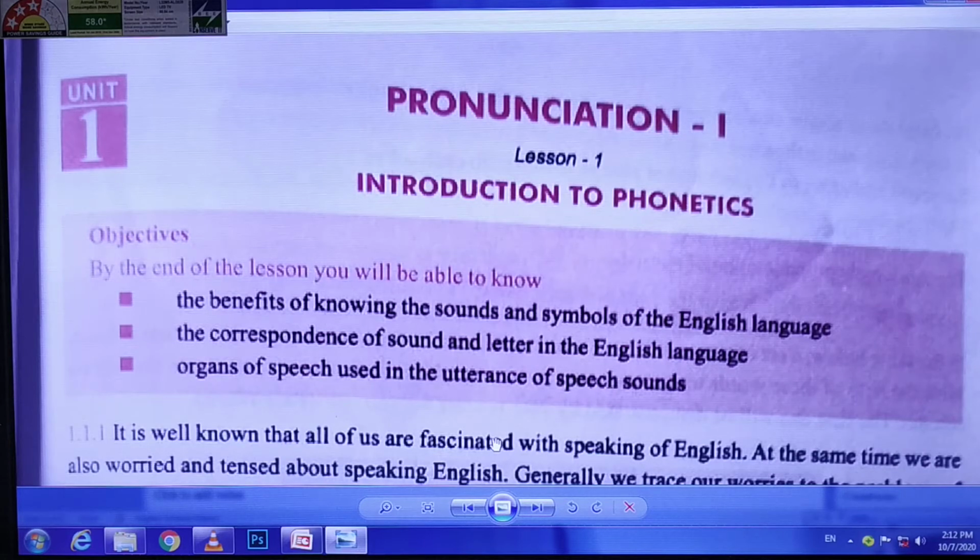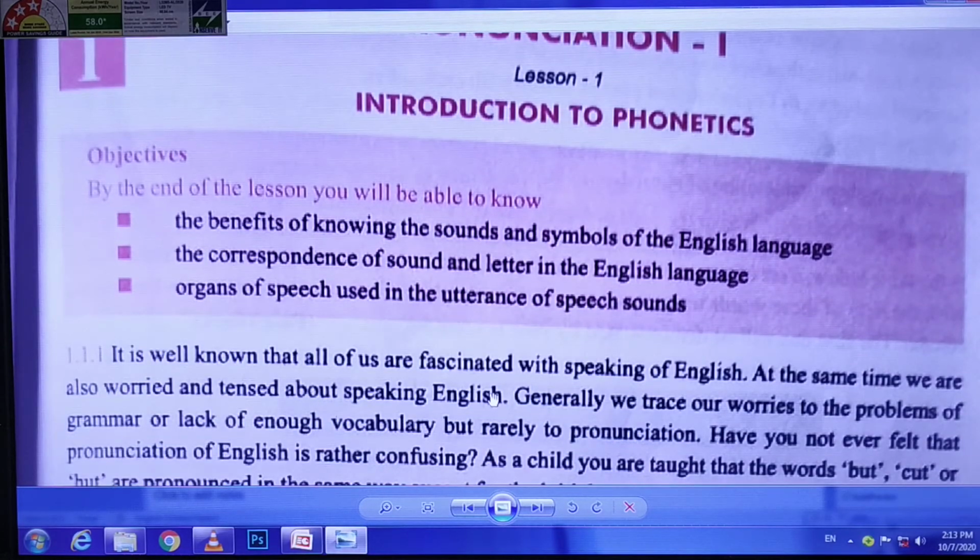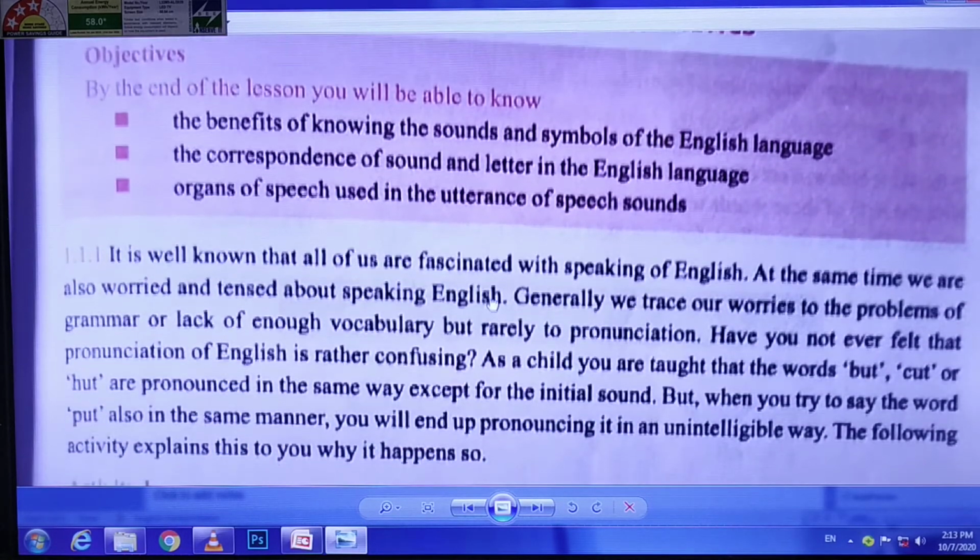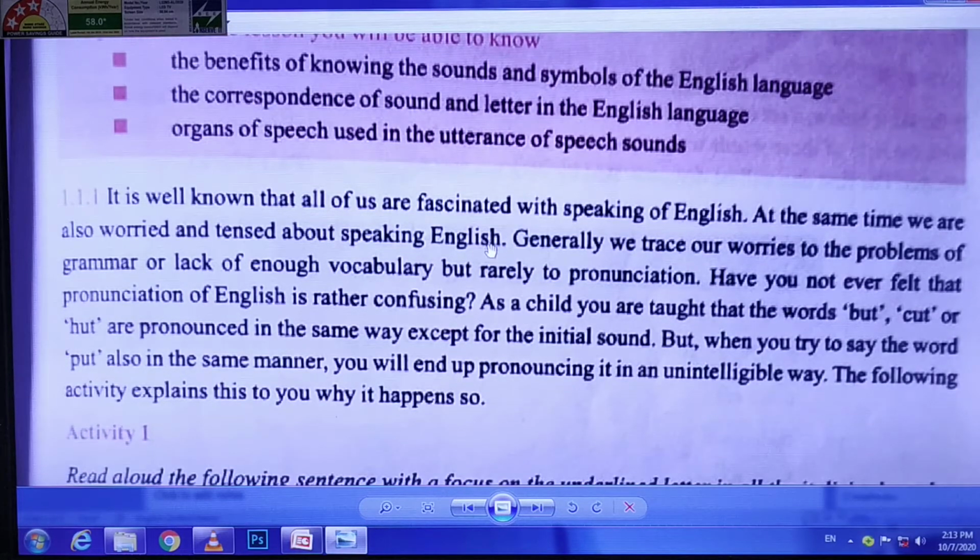introduction to phonetics. I don't know how many of you remember that in the last semester, I told you the main purpose of learning phonetics is to remove the confusion of how a word is pronounced. Many of us feel very fascinated to speak good English. At the same time, we are also worried and tense about how to speak English.